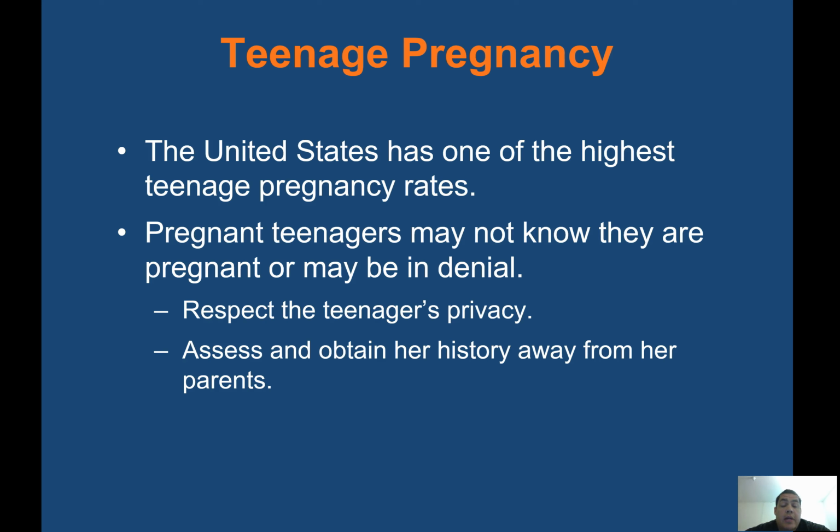Teenage pregnancy. The United States has one of the highest teenage pregnancy rates. Pregnant teenagers may not know they are pregnant or may be in denial. Respect the teenager's privacy. Assess and obtain her history away from her parents. Teenagers might not be totally forthcoming with you when you are asking questions on scene. If you suspect a patient might be pregnant, pull them off to the side, in the back of an ambulance, and ask them if there is a possibility they might be pregnant. They're probably going to be a little more truthful with you there. And then you let the hospital know, and the hospital can go from there.